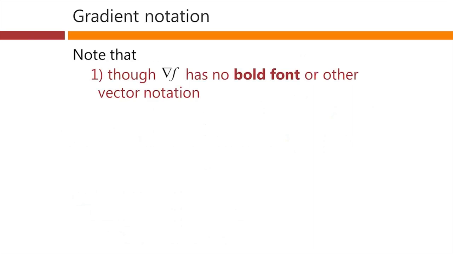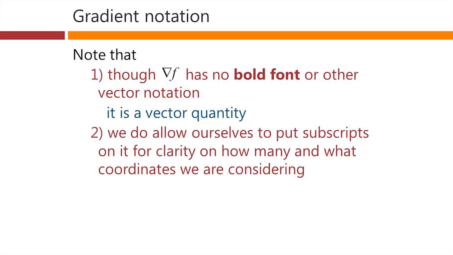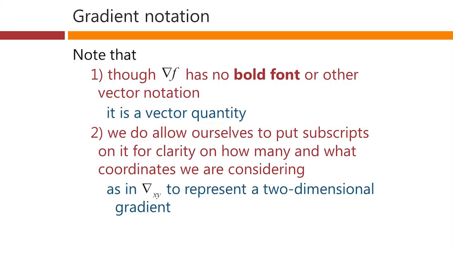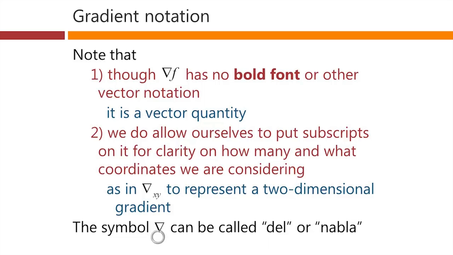Note that although grad f here has no bold font or other vector notation, it is a vector quantity. So this gradient operation turns a scalar into a vector. And as I said earlier, we do sometimes allow ourselves to put subscripts on this operator for clarity on how many and what coordinates we are considering, as we showed earlier on with the gradient of our hill. And this symbol here can be called del, or sometimes nabla, though I won't use that notation. So we could say this is del of f, but we would usually say grad f, or gradient of f.